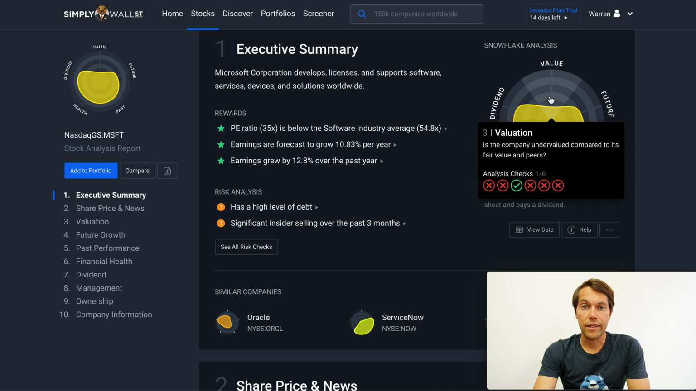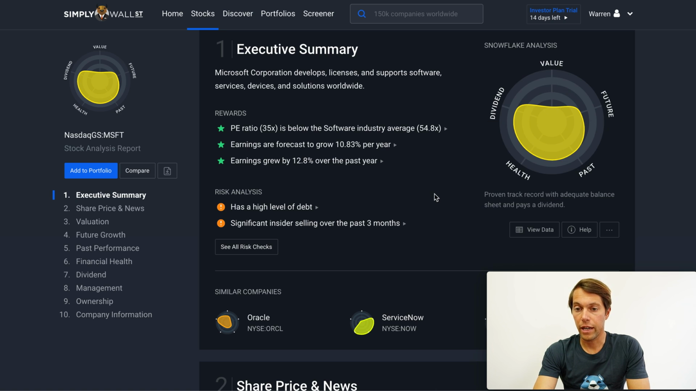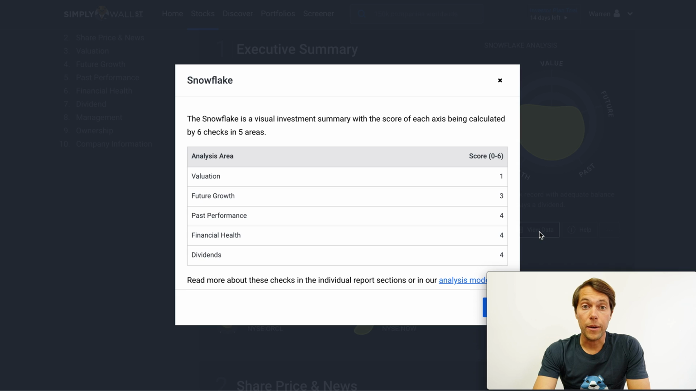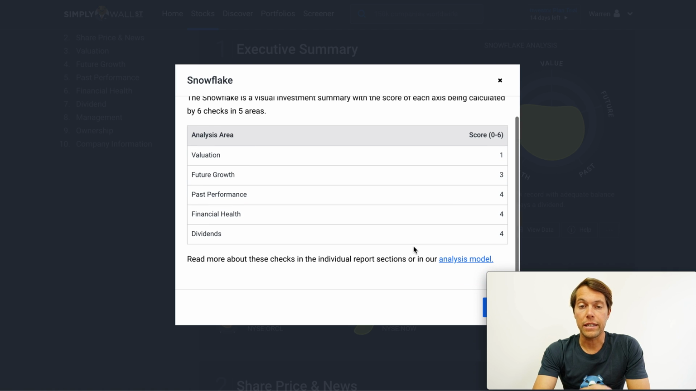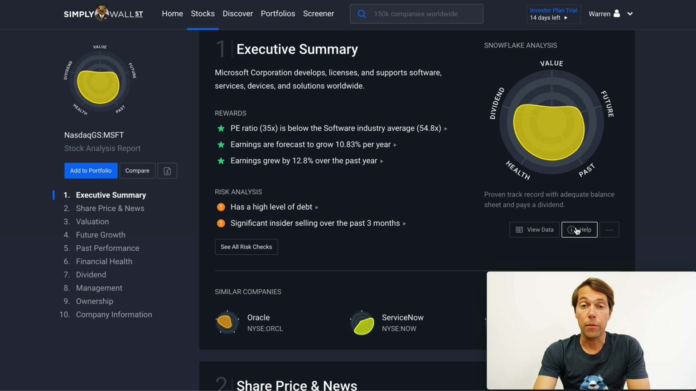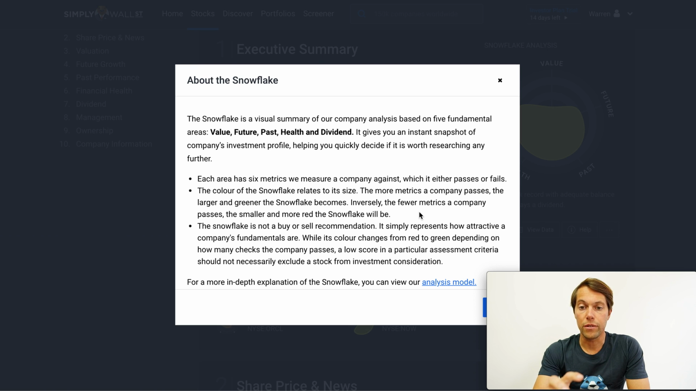On each axis we do 6 checks, and we're going to look at some examples of those in a second. The bigger the snowflake is, the greener it gets. It's as simple as that. But a green snowflake does not mean this is a recommendation, which we already touched on. Now, on all of our visuals, you can click beneath them on View Data, and that just shows you the data in a tabular form that's behind the visual. And you can also click Help, which will give you a bit more explanation into what's going on there, in this case, the snowflake.